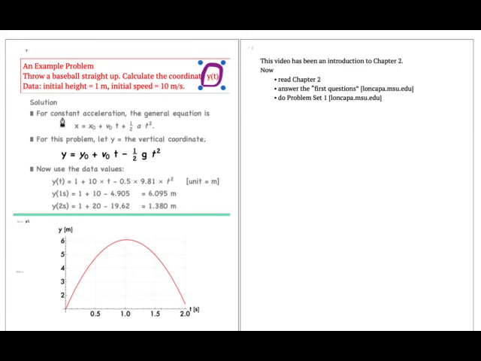Well, remember, for constant acceleration, the general equation, x is x0 plus v0 t plus 1/2 a t squared. You wrote that down in your notebook, didn't you? I told you to memorize it. Now, for this problem, the coordinate is y, and y is vertical. So y is measured upward from the surface of the Earth. So the initial height will be y0. That's 1 meter. The initial velocity is 10 meters per second, and it's upward, so it'll be positive 10 meters per second.